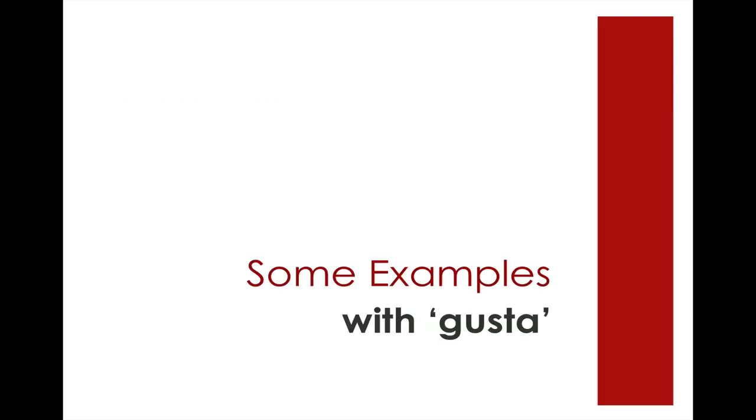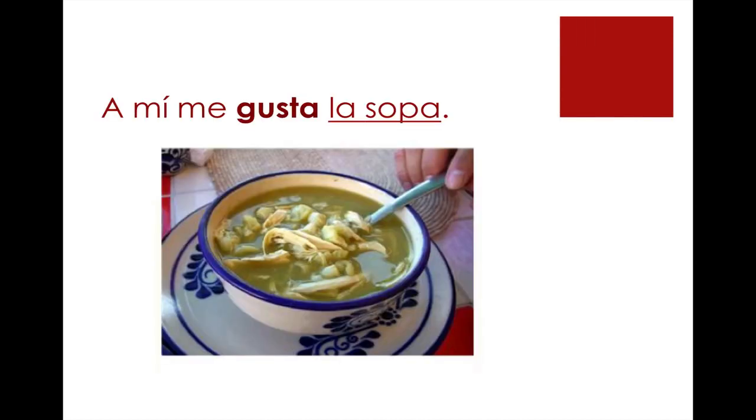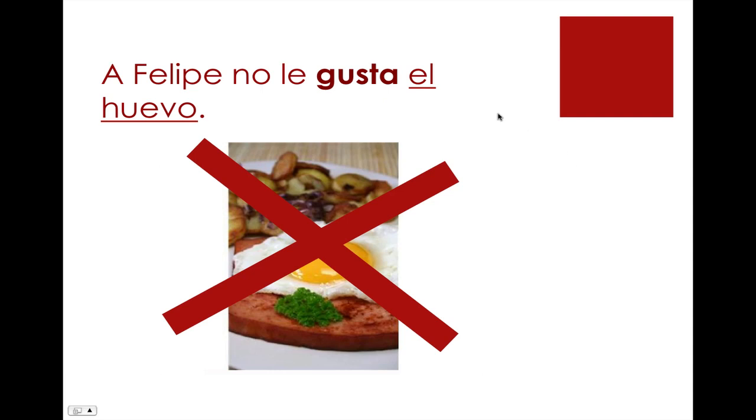Let's look at some examples. First, with gusta. A mí me gusta la sopa. I like soup. And you see, la sopa, it's a singular noun. Because it is a singular noun, I use the word gusta. The next example says, a Felipe no le gusta el huevo. Because el huevo, egg, is a singular word, I use the form gusta.